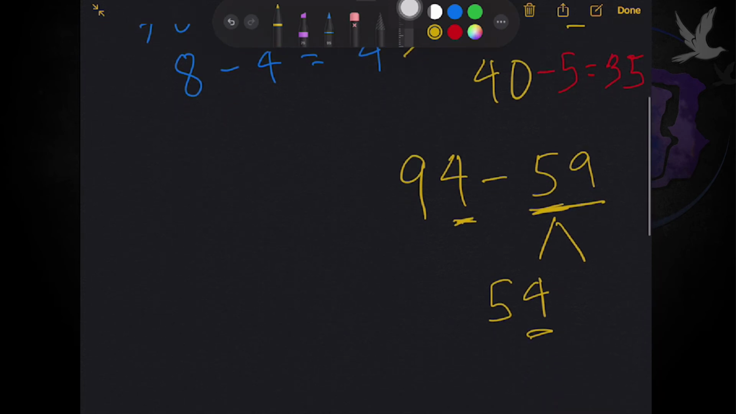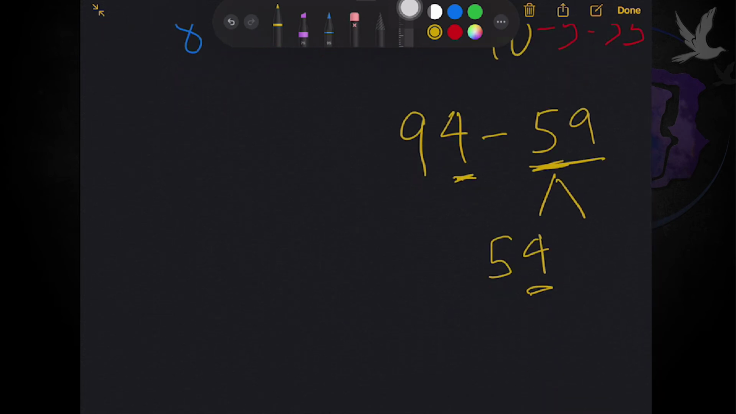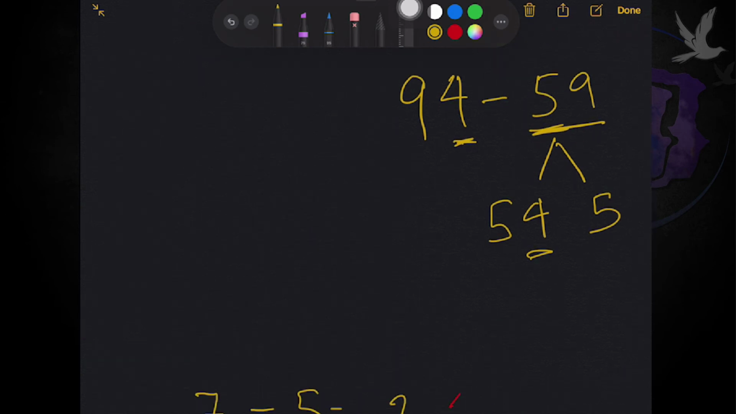Kasi mas madali. So, how many did you take away from 59 to make it 54? The answer is 5. You try to figure it out. Teacher Mark is just explaining the process here for you. If nahihirapan, okay lang, count nyo. If you cannot get that mentally, immediately, then i-count nyo lang, 54 all the way to 59. 54, 55, 56, 57, 58, 59. So that's a total of 5.